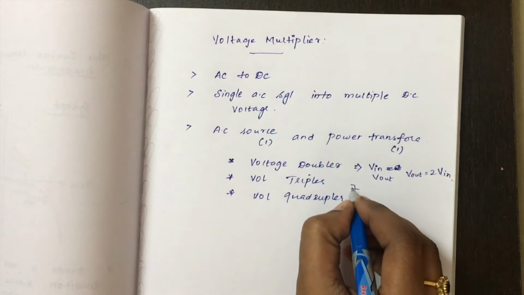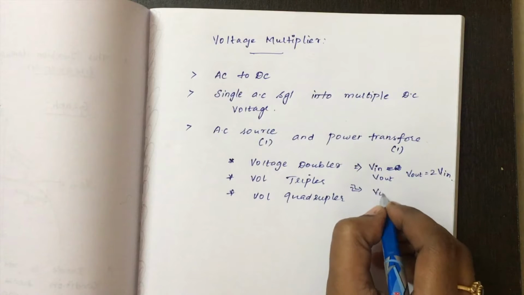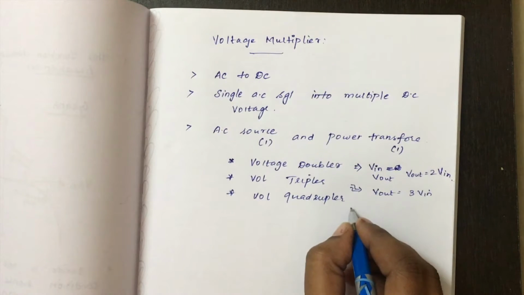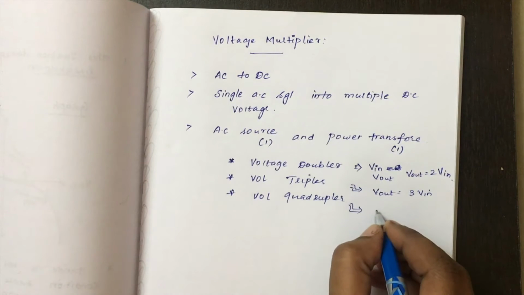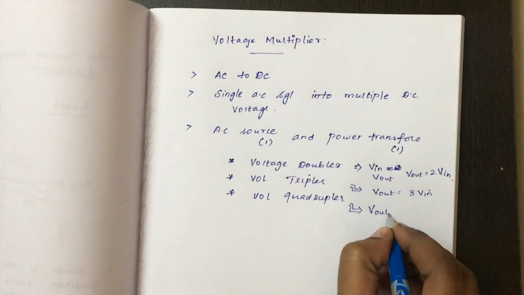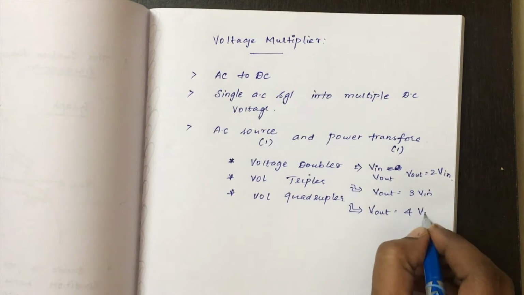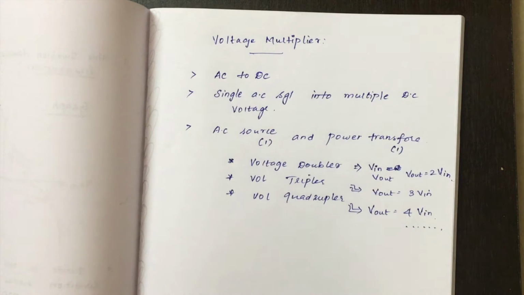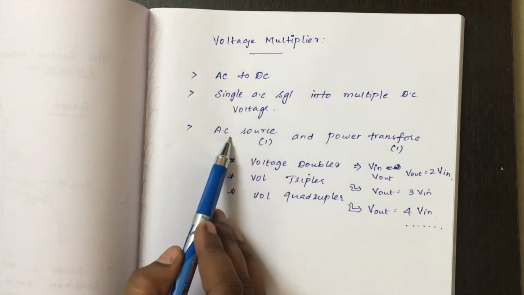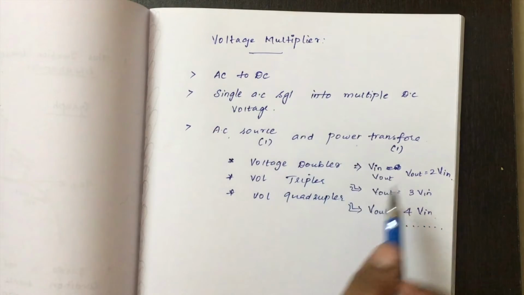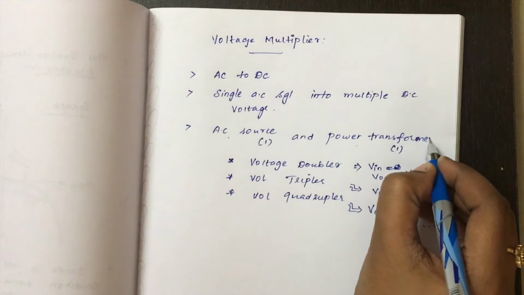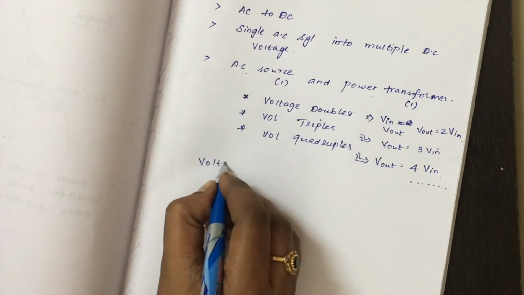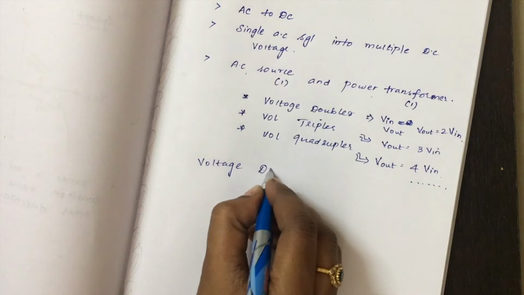If it is a tripler, then the output voltage will be thrice the given input. Quadruple means the output will be 4 times the input. Like this you can produce multiple voltage levels by just using a single AC source and a power transformer. I'll explain the voltage doubler first.